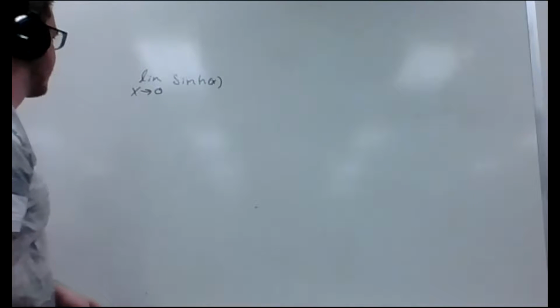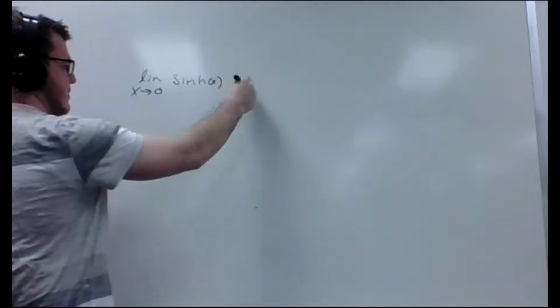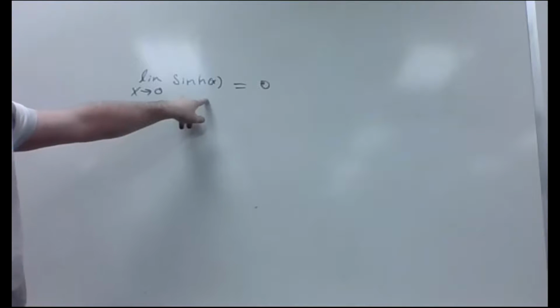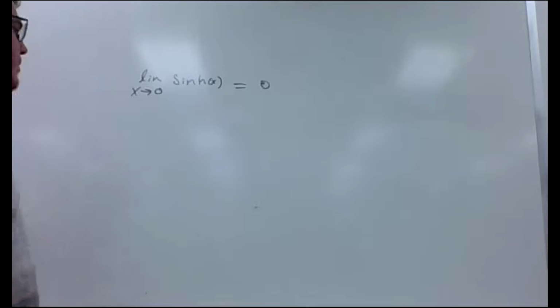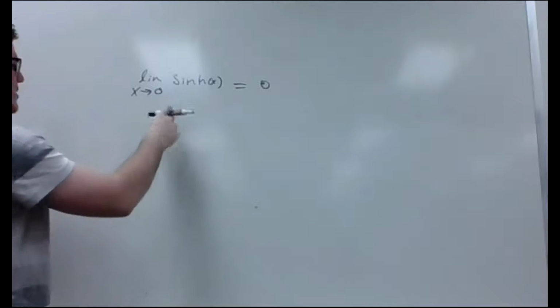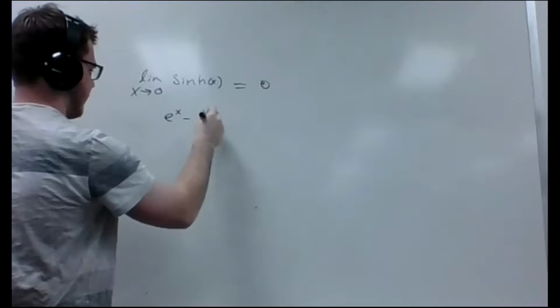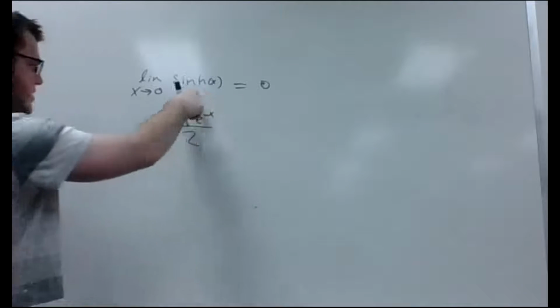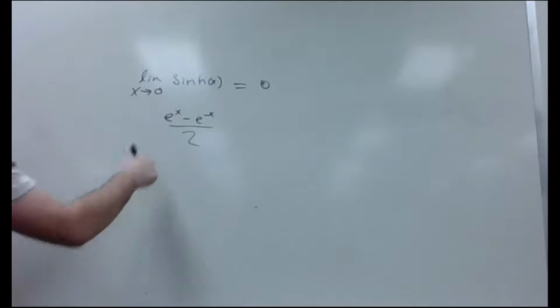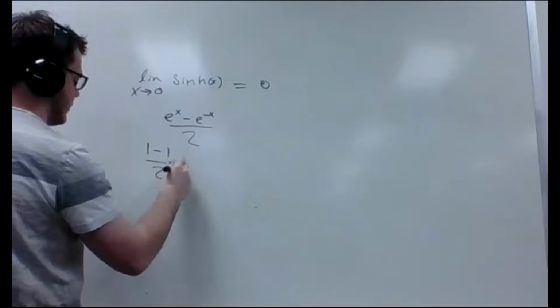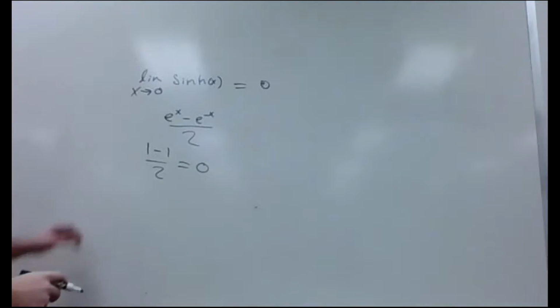All right. So this is equal to 0, right? But I guess the way that you get this, you kind of have to rewrite sinh to be e to the x minus e to the negative x over 2, because that's what sinh is. And then if we plug in 0, we can see that we get 1 minus 1 over 2 is equal to 0, right?